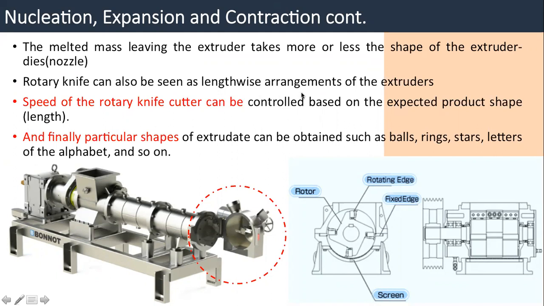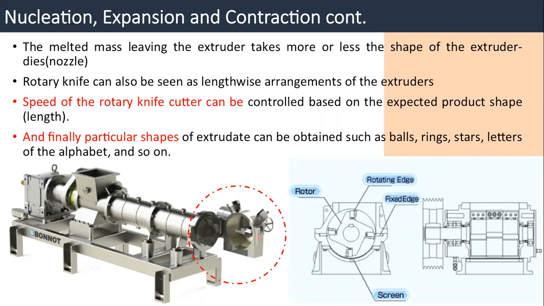It is a lengthwise arrangement. What is the meaning of lengthwise arrangement? You can see the arrangement, it is along the length. And the shape of the cutter, shape of the blade, number of blades, and the rotating speed of the blade is very important. To what? To get the shape. If we increase the speed of the knife, you can get products with small distance. When we reduce the speed, then you can get long products.